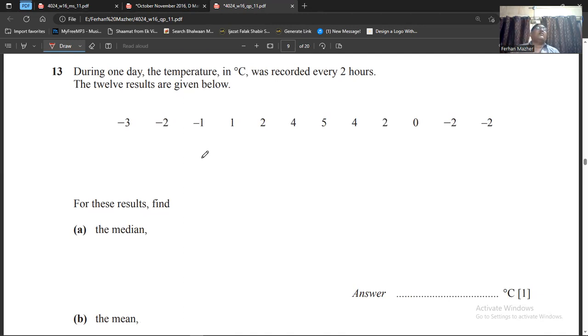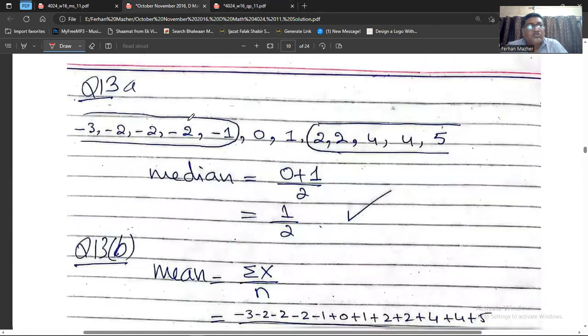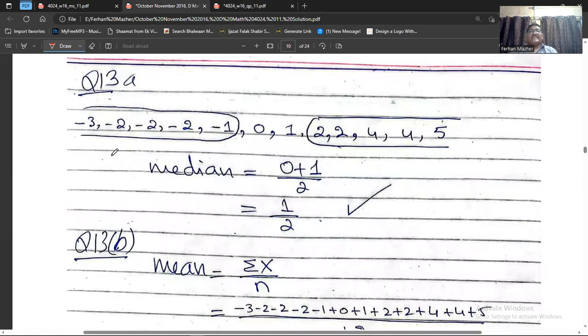If you want to find the median of open data, you first have to arrange the numbers in descending or ascending order. I'm going to arrange them in ascending order: -3, -2, -2, -2, -1, 0, 1, 2, 2, 4, 4, 5. There are a total of 12 numbers, so I will leave 5 numbers on the left and 5 on the right. In the middle, I will have 2 numbers.